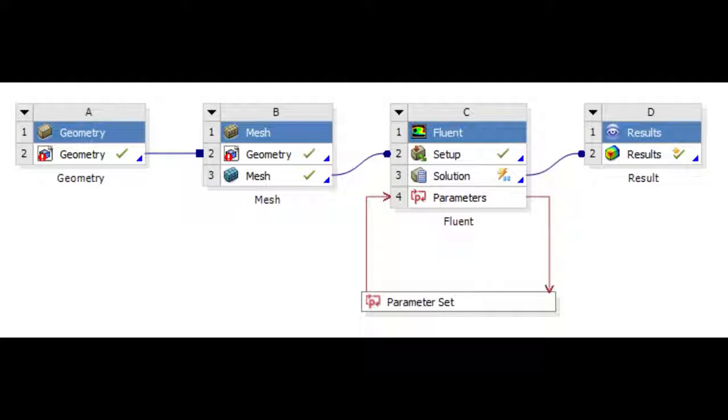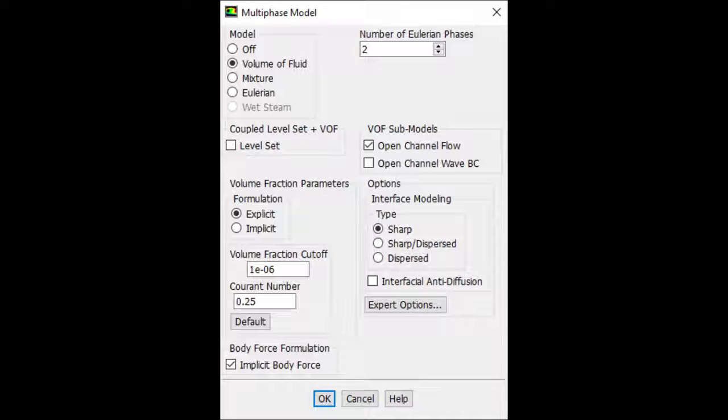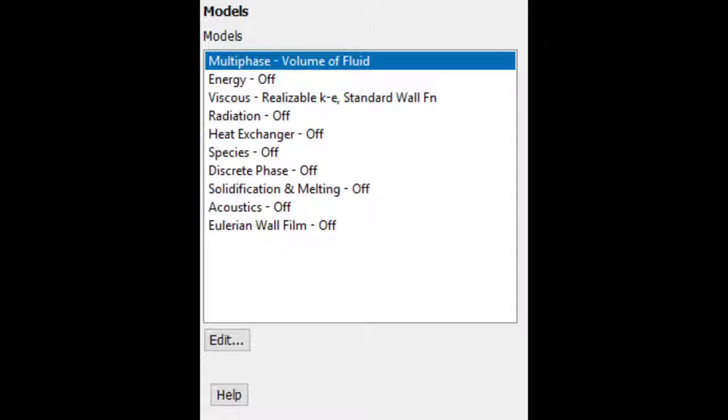This is what my final simulation looked like. I used a double precision explicit volume of fluid model with an open channel flow flag and a realizable K-epsilon model of viscosity.